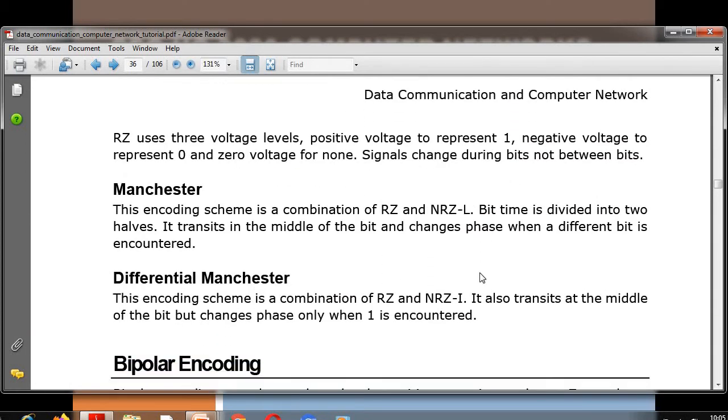Now Manchester. So what is Manchester coding? This coding scheme is a combination of return to zero and non-return to zero L. The bit time is divided into 2 halves, it transitions in the middle of the bit, and changes phase when a different bit is encountered.